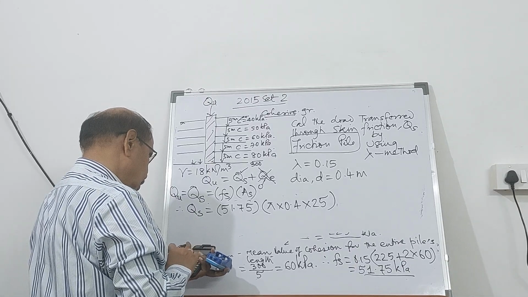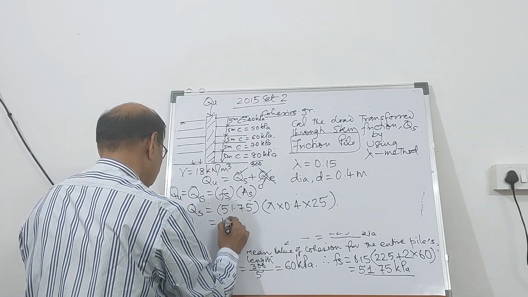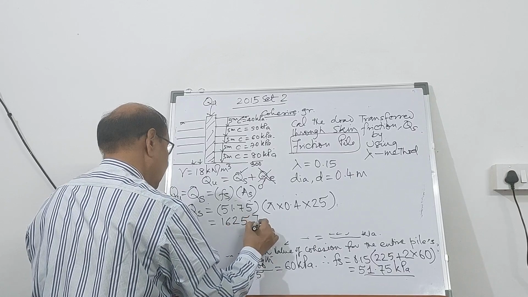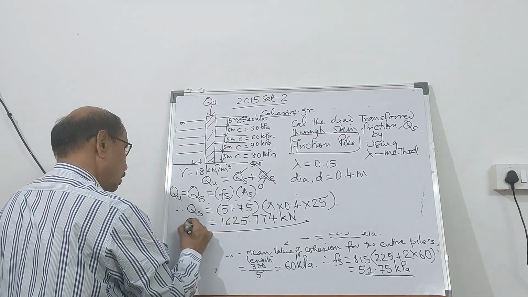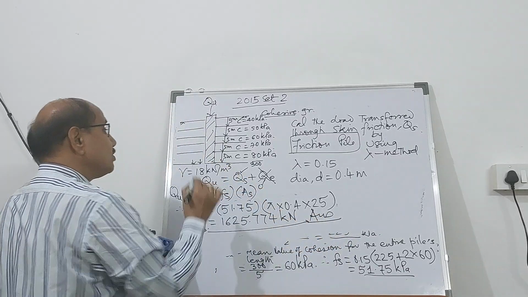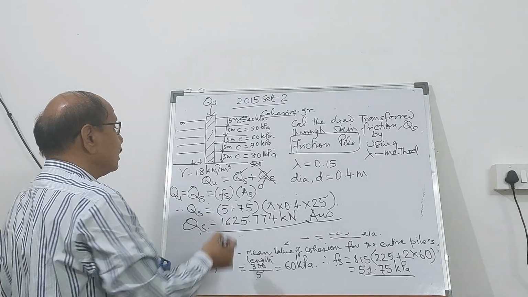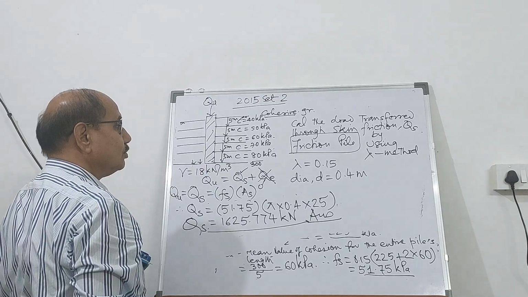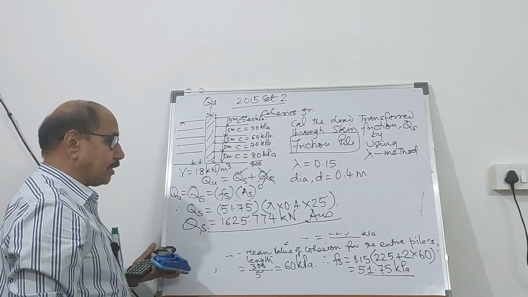into, this gives you 16,25.774 kilonewton. Therefore, the Qs value for this problem, the pile embedded in cohesive ground, we have to calculate for a friction pile. This is how you can calculate it.